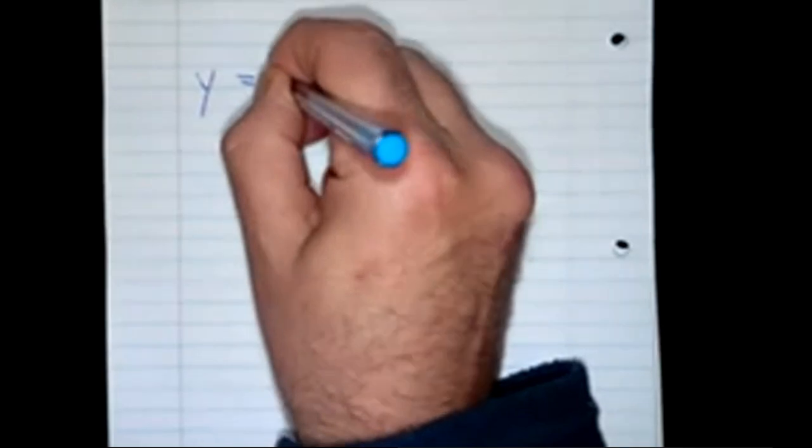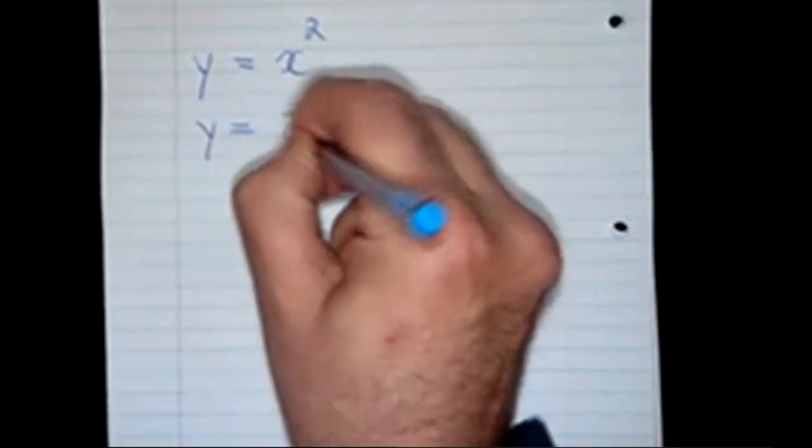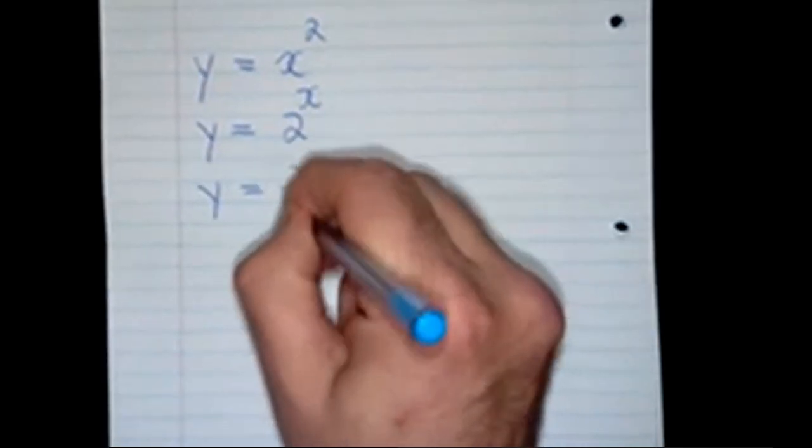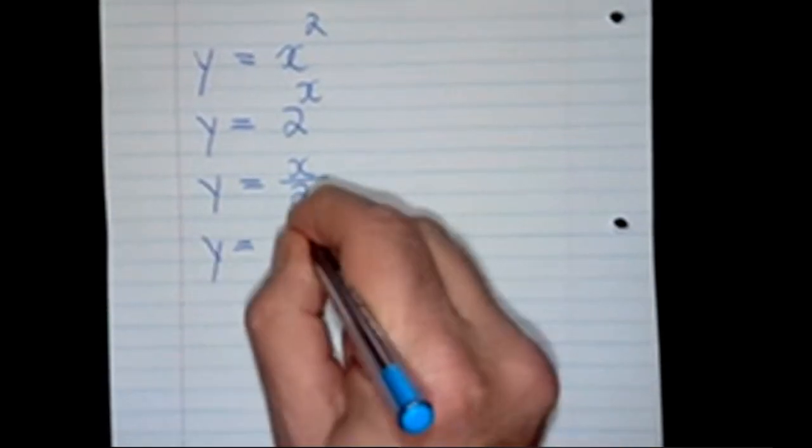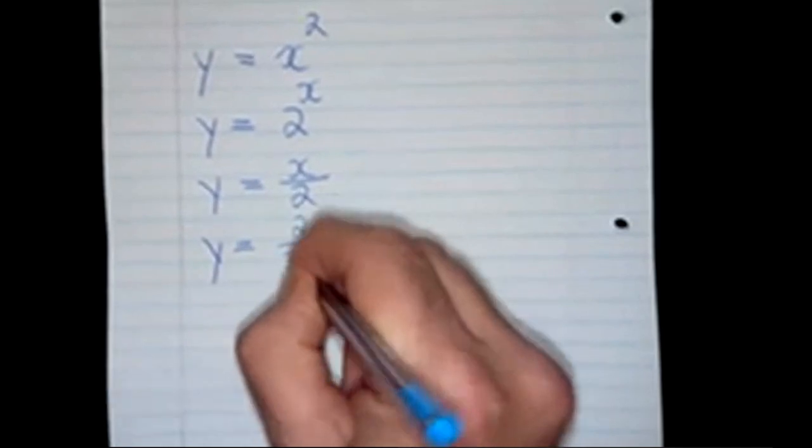So, away from my face, I hope you guys can see over here, I'm going to write down y equals x squared, and I'm going to write down y equals 2 to the power x, and I'm going to write down y equals x over 2, and then I also would like to write down y equals 2 over x. Now, I hope you guys can see that.